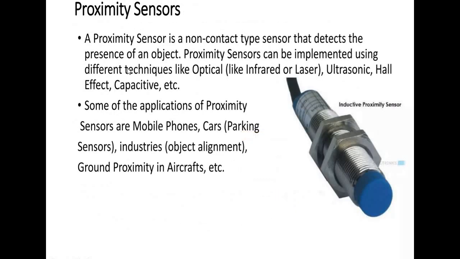Now proximity sensors. A proximity sensor is a non-contact type sensor that detects the presence of an object without touching it. Proximity sensors can be implemented using different techniques like optical, infrared, laser, ultrasonic, or Hall effect. For example, in a mall, wherever we go, the door automatically opens. This uses proximity sensors. Some applications of proximity sensors are mobile phones, car parking, industries, ground proximity in aircraft, etc.